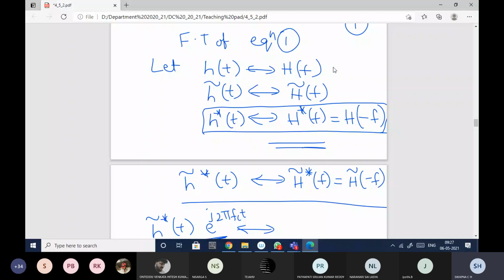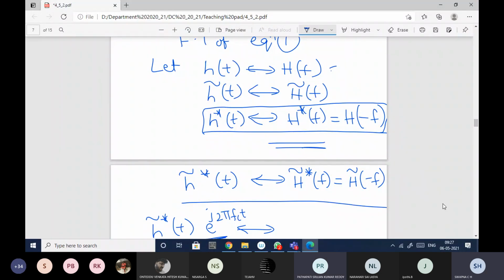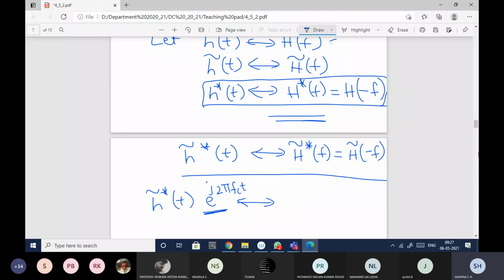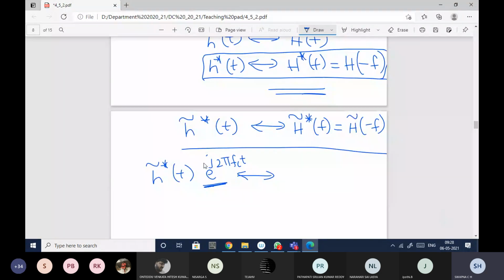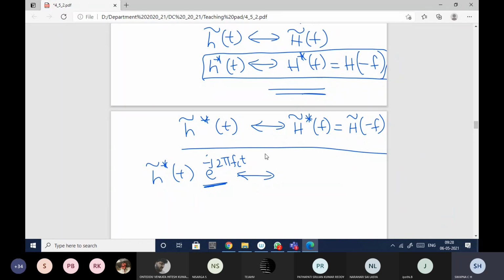Here only I'll write. Ma'am, it is e power minus j 2 pi fct. Both are there, no? But you are applying the conjugate. Oh, okay, conjugate one, no? Okay, fine. Let me take this first. E power minus j 2 pi fct. Okay, it will be h tilt star of f, e power minus j 2 pi fct. What should happen here?